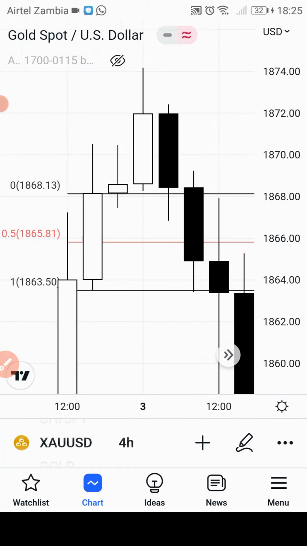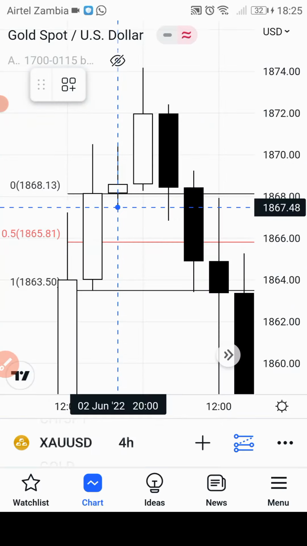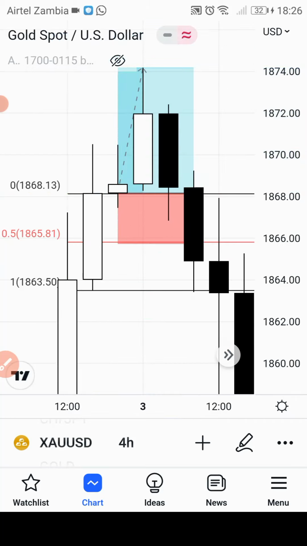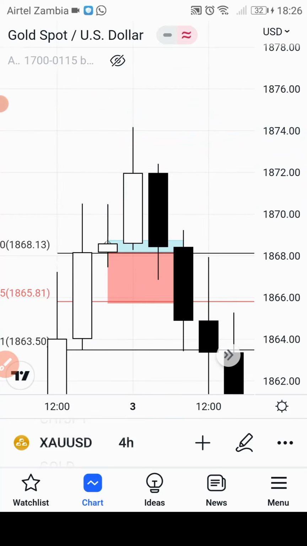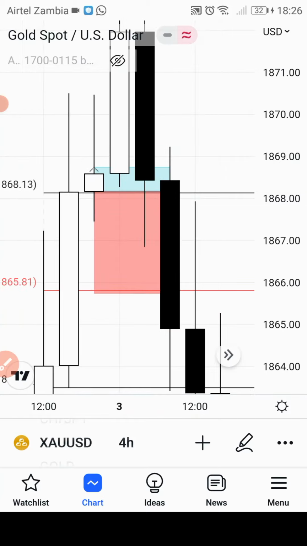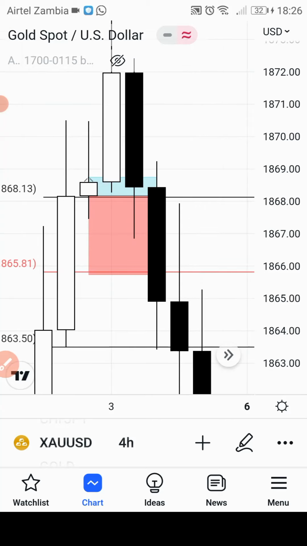You can see that you can take a long position right here, stop loss at the 50%, and take profit at the close of the 4H candle. So you can see this trade just gave us about 0.23 RR, which is not that impressive, but it's still a profitable trade.